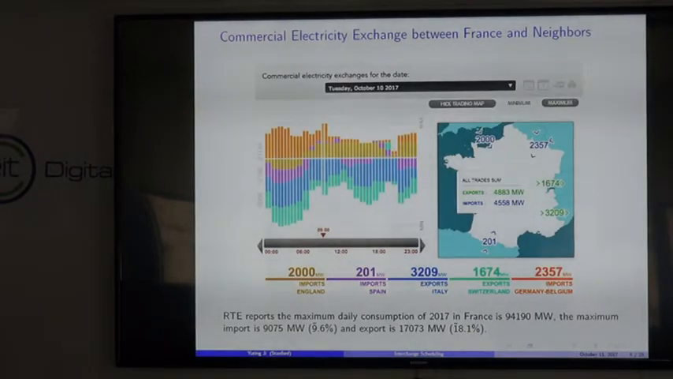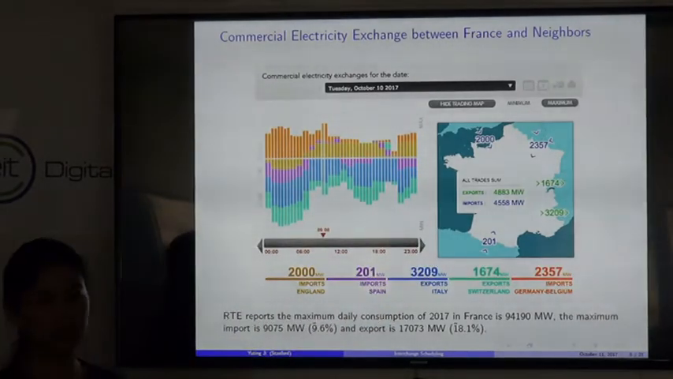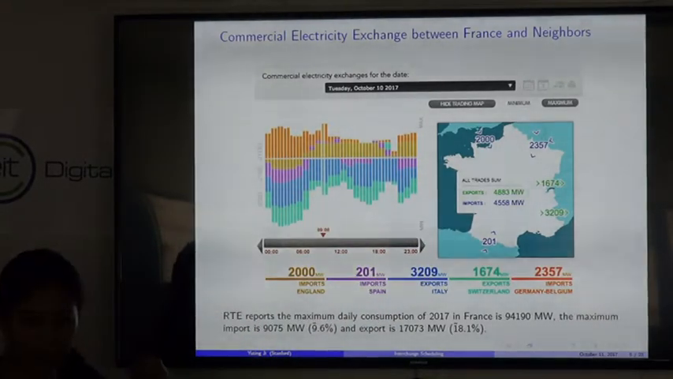So here is a plot from the RTE website. Does anybody know RTE here? Okay, perfect. The RTE is the French transmission operator. They basically monitor all the electricity flows, price, demand, and generation in France. And as you can see on the map here, the white area is France. It has 6 neighbors.